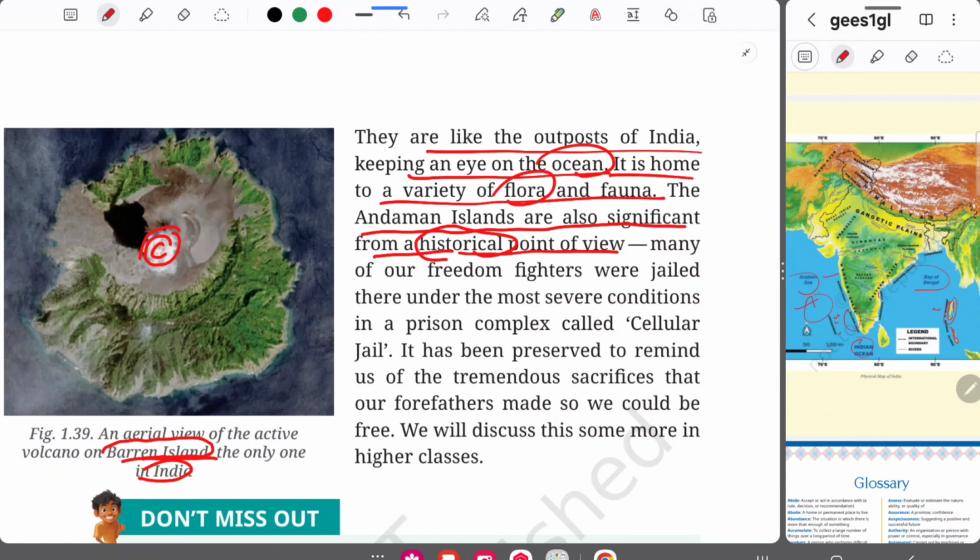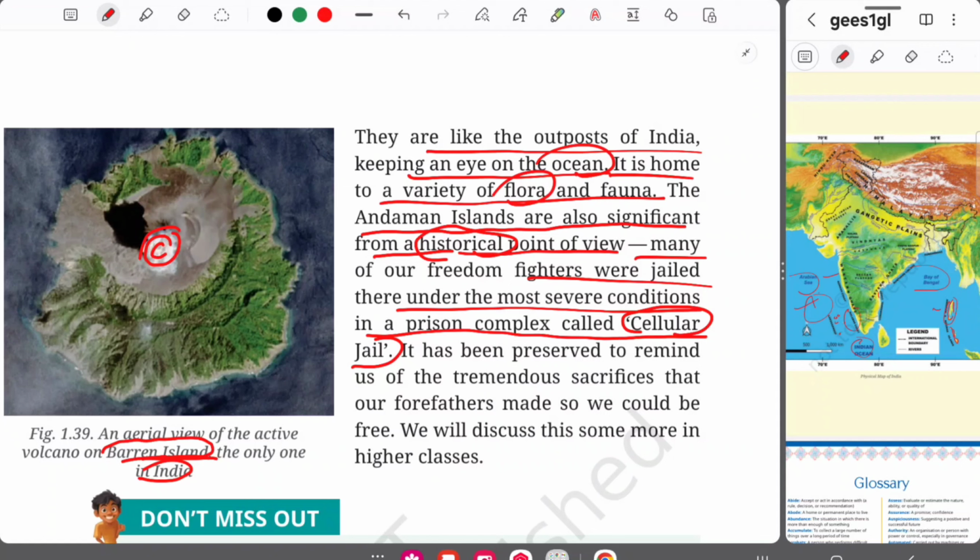Also from an important historical point of view, many of our freedom fighters were jailed there under the most severe conditions in a prison complex called Cellular Jail. We have a famous jail there, Cellular Jail, where most of our freedom fighters, our forefathers who sacrificed their lives for our freedom, were kept. Today we are a free country. Why? Because of their sacrifices.